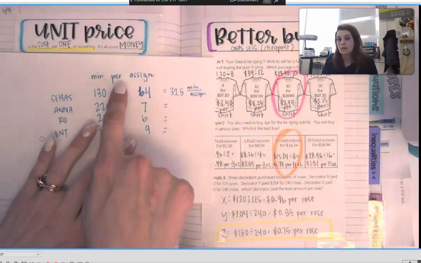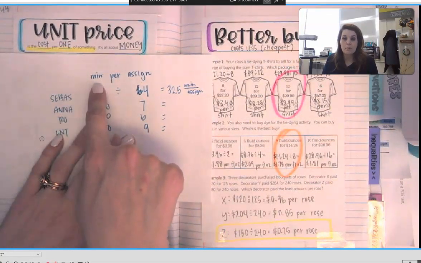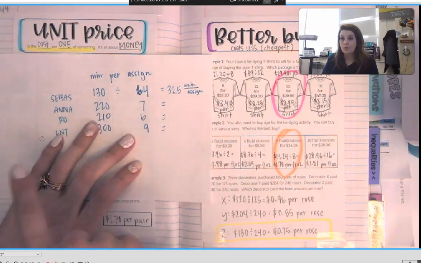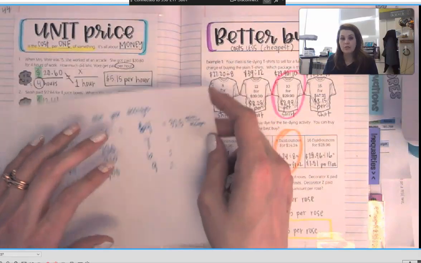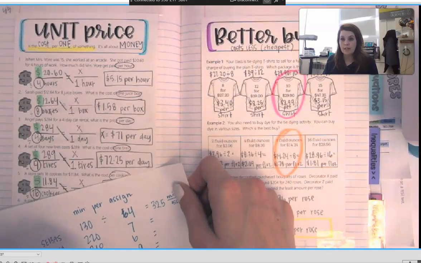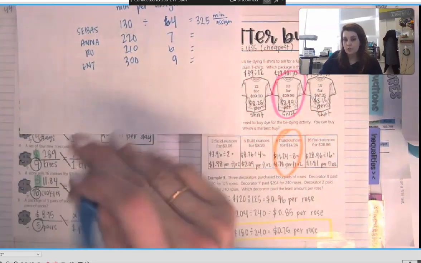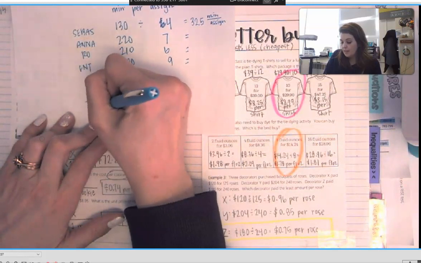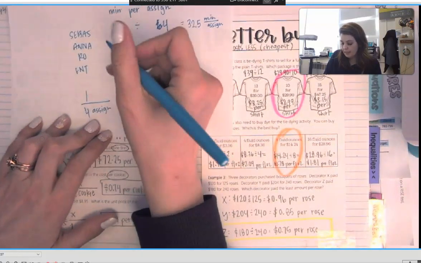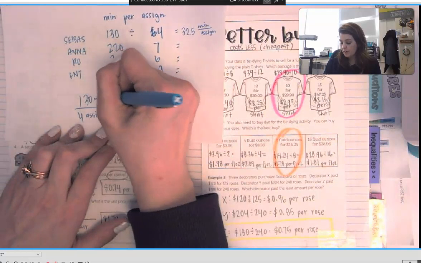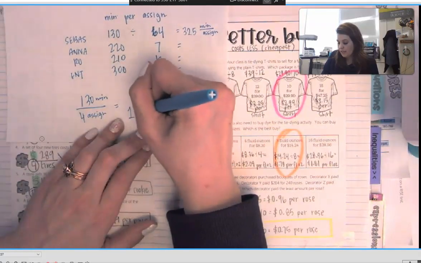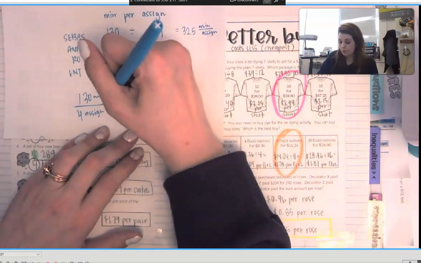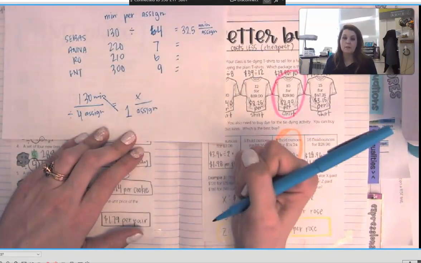So this is the shortcut. We're taking the prompt and we're writing our numbers in the order that it gives it to us instead of doing the proportion. Now, if you like to do the proportion, you are totally fine to do the proportion. For Sebastian, what that would have looked like is he can do 4 assignments in 130 minutes. So how long will it take him to do 1 assignment? And you solve for x. So you would do 130 times 1 divided by 4.